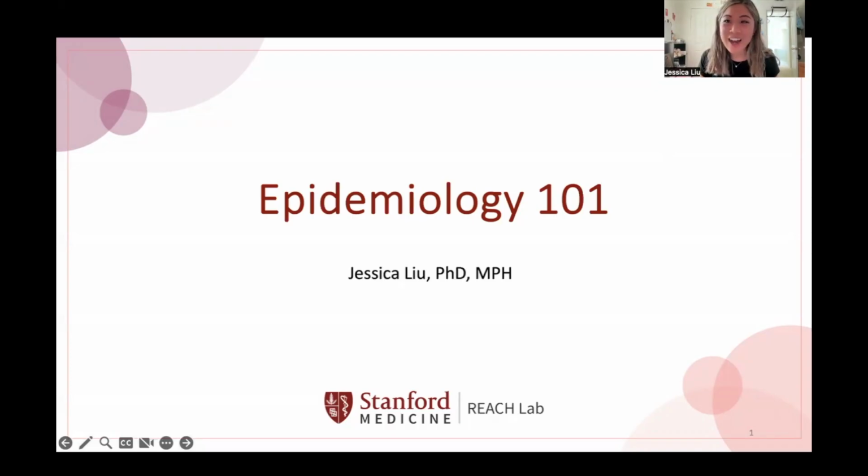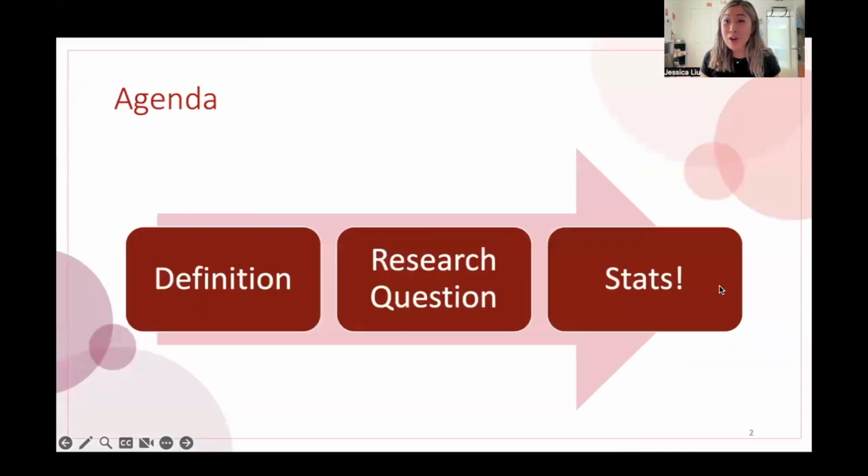All right, so today I will be giving a very high level overview of different epidemiological and some statistical concepts that are really useful in the work that I do when it comes to substance use prevention research among adolescents. So, a quick agenda of what we're going to go over today. We will start with a definition of what is epidemiology. Then we'll talk about what research questions look like when it comes to epidemiological research, and then end on all the stats and interpretations.